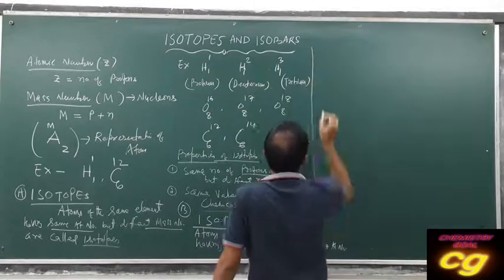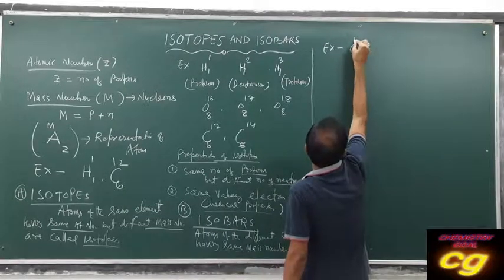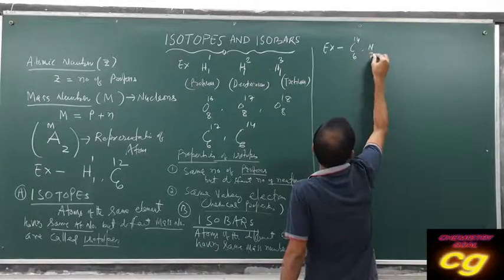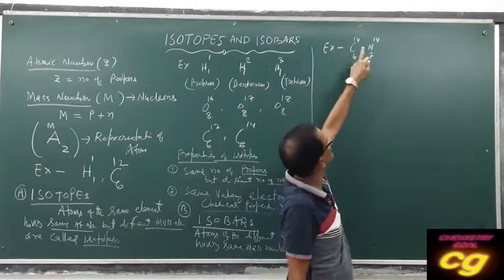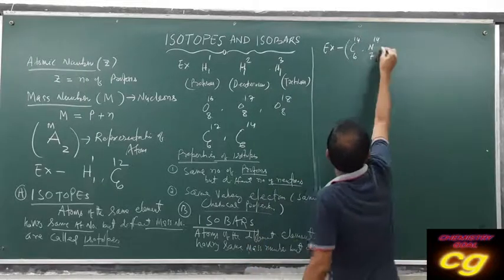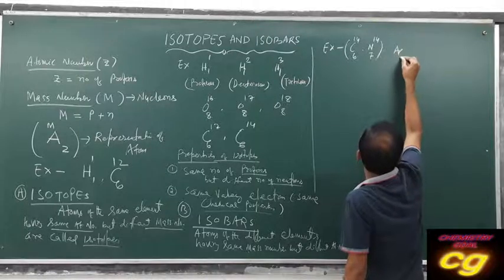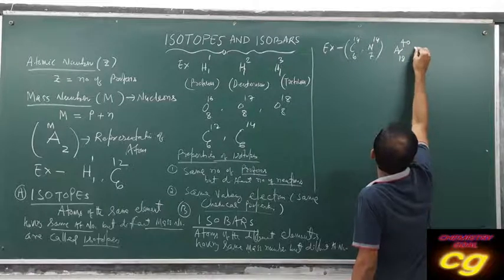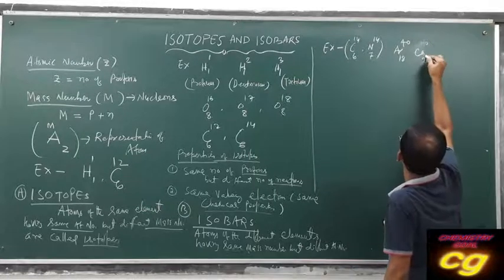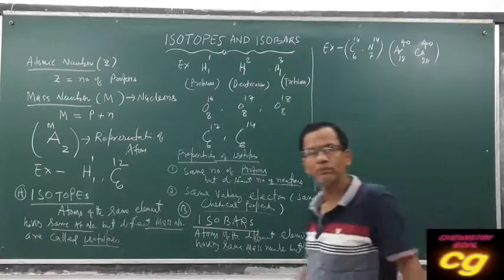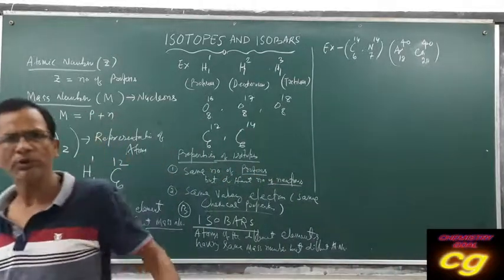Examples, you see. Examples of isobars: for example, carbon 6,14 and nitrogen 7,14. These are atoms of different elements but same mass number, different atomic number. This is one pair. Another pair, suppose argon 18,40 and potassium 19,40, and suppose calcium 20,40. This is also one pair, that is isobars, because mass numbers are the same and atomic numbers are different. So these are some important examples of isobars.